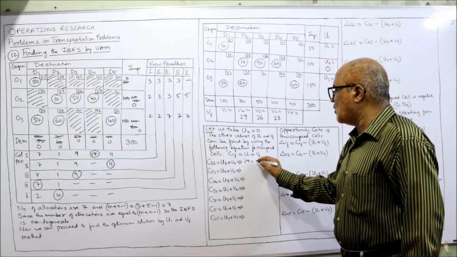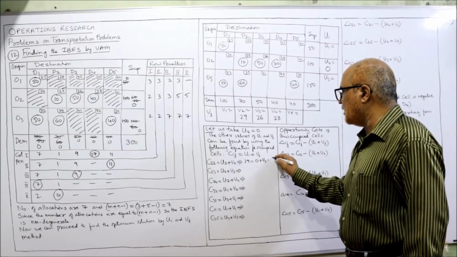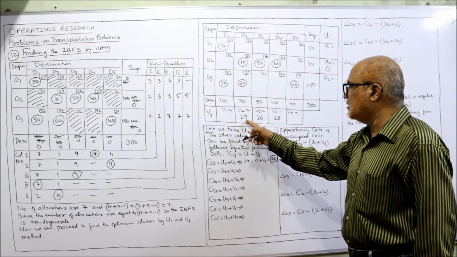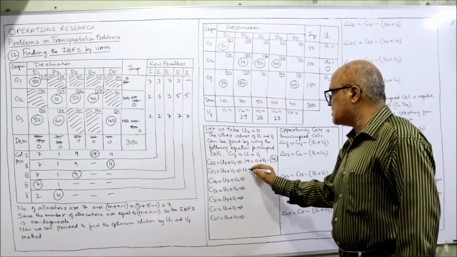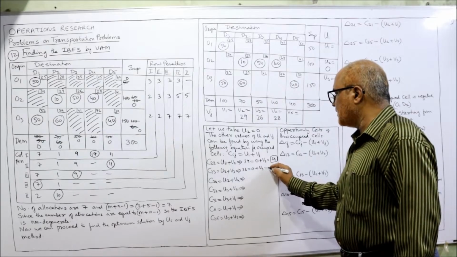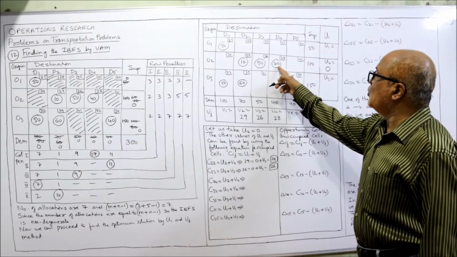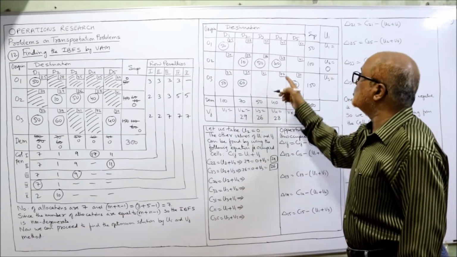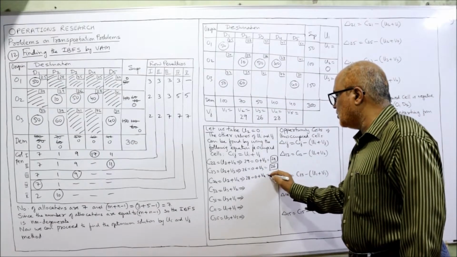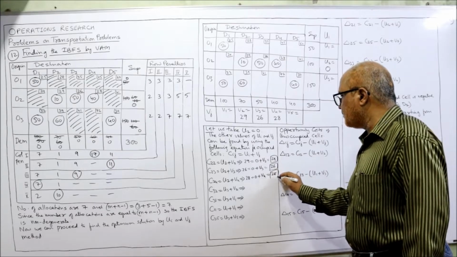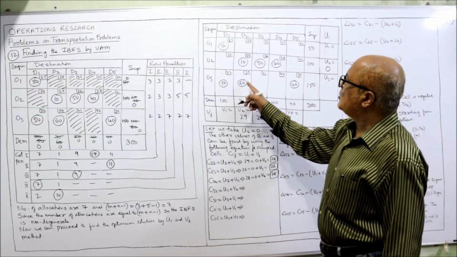So 29 is equal to U2 0 I have taken plus V2. So V2 is equal to 29. Same 29 I have taken here. Then C23, this cell. Cij is 26. So 26 is equal to 0 plus V3. So V3 is equal to 26. Here 26. C24 is how much? 28. So 28 is equal to 0 plus V4. So V4 is equal to 28. See here V4 28. So 3 values. Now C32. C32, this one.